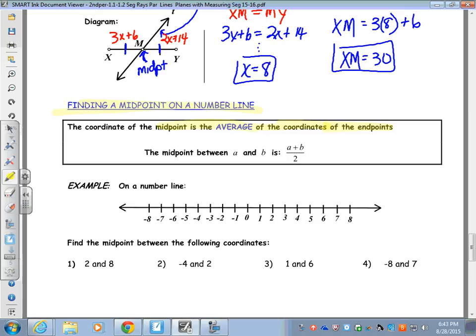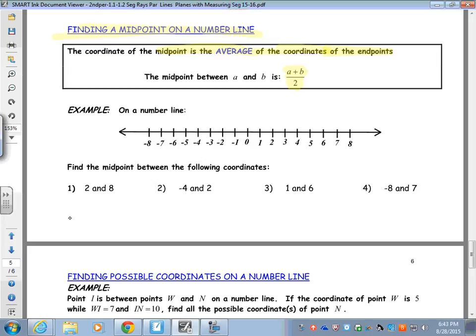So if the midpoint is between A and B, if I add the coordinates and divide by 2, I can have its average. Now, this is a skill, an average, I know you're familiar with. So we just want you to apply it on the number line. So find the midpoint between the following coordinates. They just want you to say, okay, if you're at 2 and 8, what's the midpoint? Well, you just add the 2 endpoints and divide by 2. So the midpoint is 5.